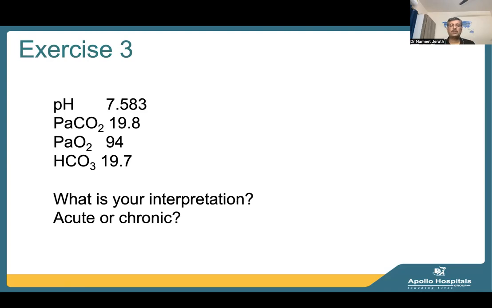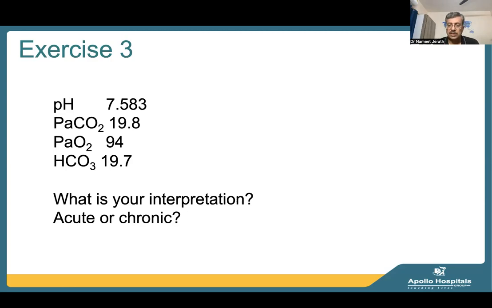What is it? pH is 7.58, alkalotic. Is it respiratory or is it metabolic? You can see pH will go high only because of an increase in bicarb or drop in CO2. Here, the reason is drop in CO2. So what is our interpretation? This is a respiratory alkalosis. Now we need to come to the next step.